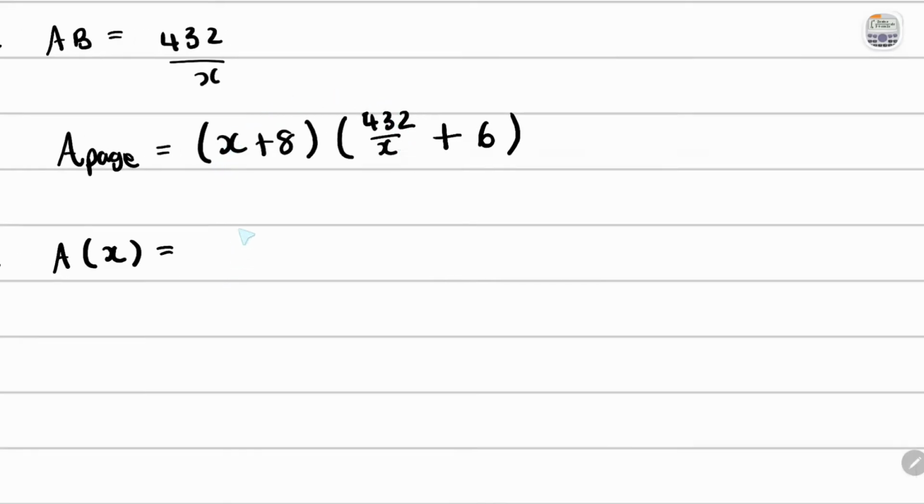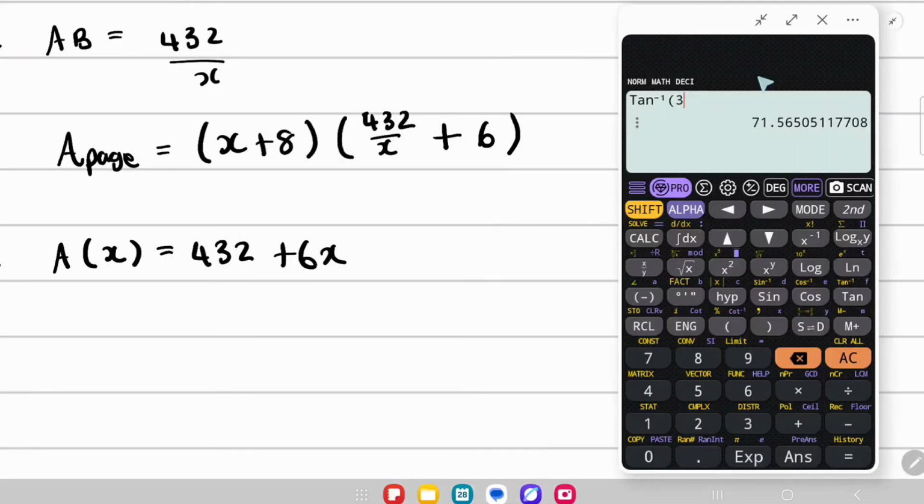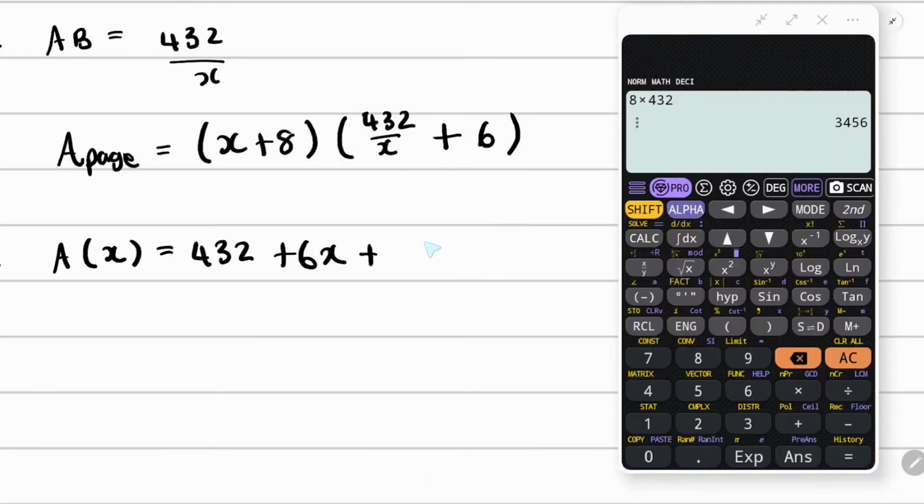So we multiply here. What will happen is that the X and the X cancel because you're saying X times 432 over X. So the X's cancel and you're just left with 432. And then they multiply there, and that's just going to be positive 6X. And then 8 multiplies to this. So what's 8 times 432? That is going to be 3, 4, 5, 6.